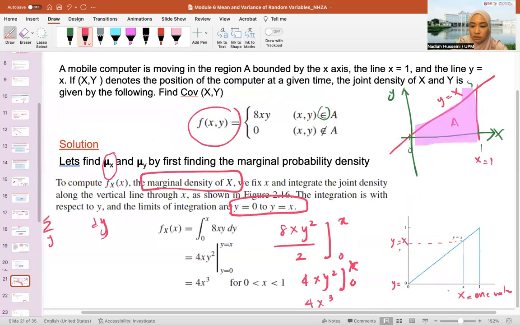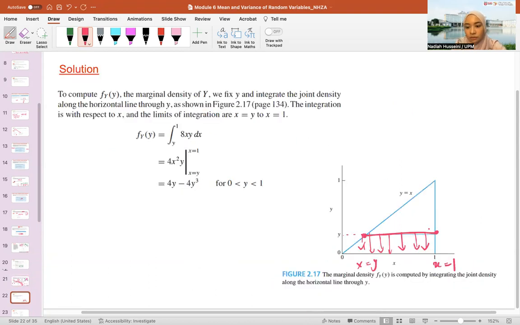Just now, it was from 0 to the line, therefore it was 0 to x. Here, it is from the line to the boundary 1. This line is not y equals x, it's equal to 1. So your boundary is from x equals y to x equals 1. So this is what you plug in. This is the lower value, and this is going to be the higher value because it can't go beyond 1.